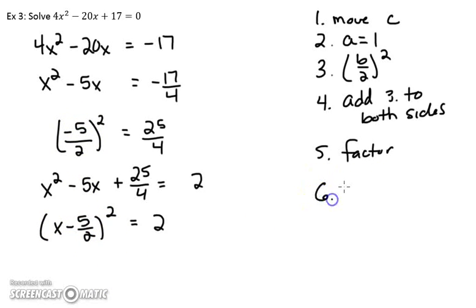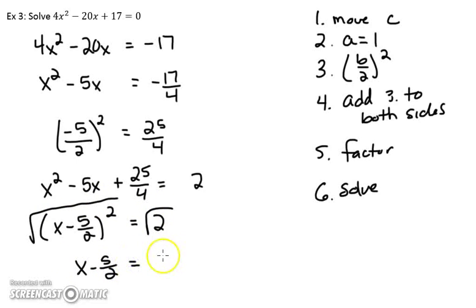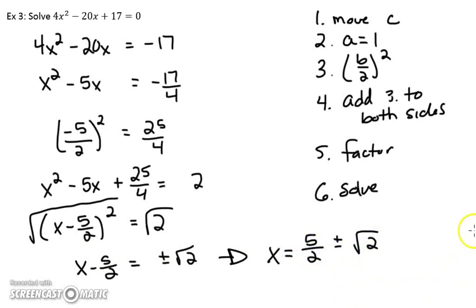Then we want to solve using our square roots. So take the square root of each side. X minus 5 halves equals plus or minus radical 2. We can't really simplify that, so we'll just keep it there. Last thing we need to do is add 5 halves, so x equals 5 halves plus or minus radical 2.